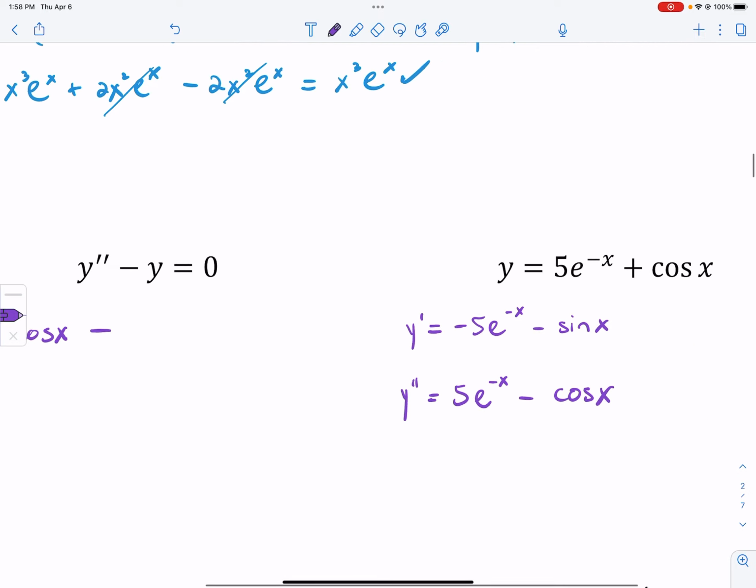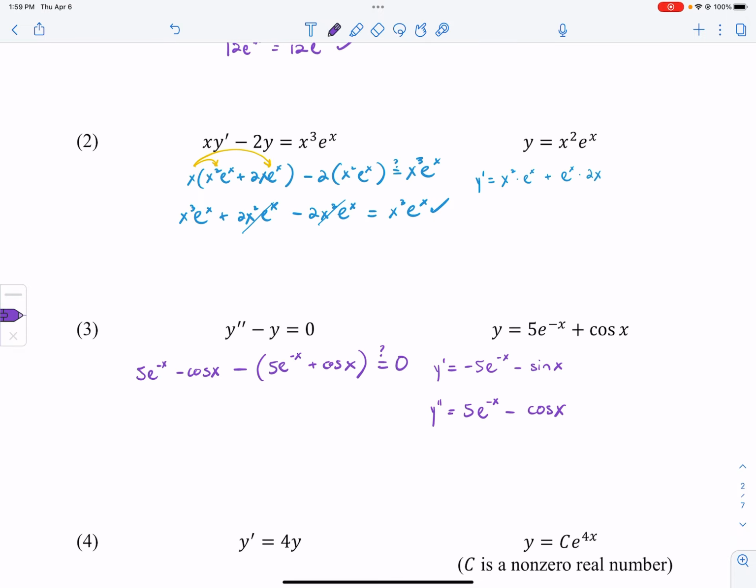and then minus y, is that equal to 0? Well, no, it's not going to be. You're going to end up with minus 2 cosine of x. Is that equal to 0? Nope, that's not. Nothing left to cancel. So not a solution to that differential equation.